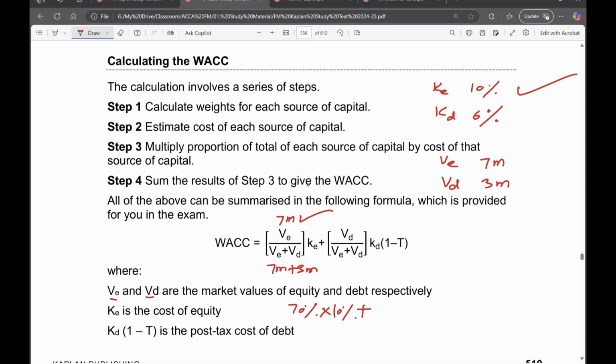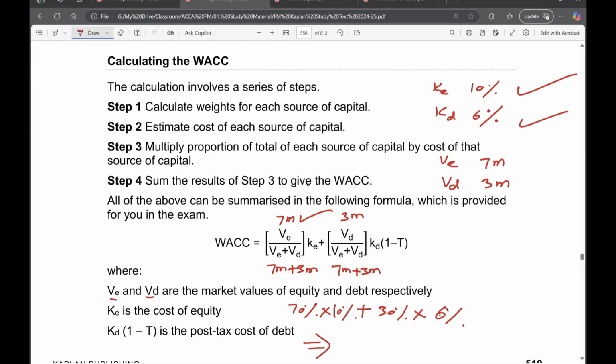Plus then, 3 million is your market value of debt over 7 million plus 3 million, the total. Once again, we are finding the proportion of debt, how much percentage of finance we raised through debt. So it's 30%, and multiply with your cost of debt, which is 6%. That will give you your weighted average cost of capital. That was the traditional way of calculating the WACC.